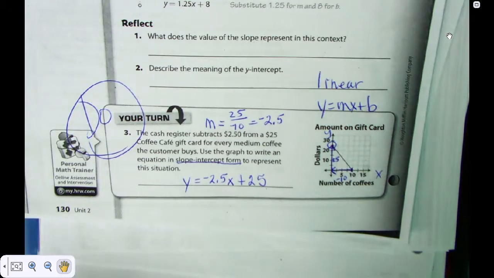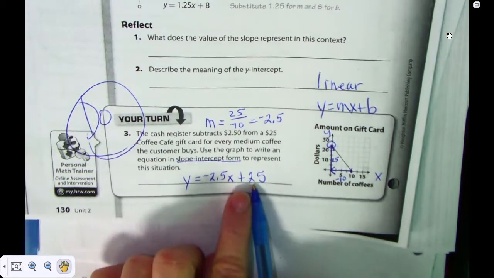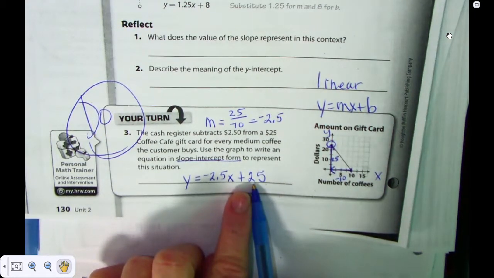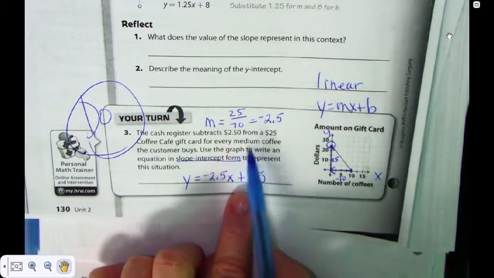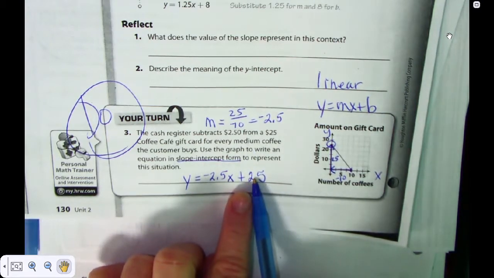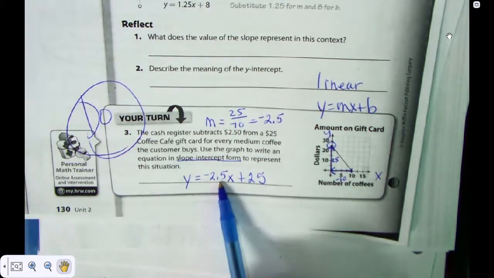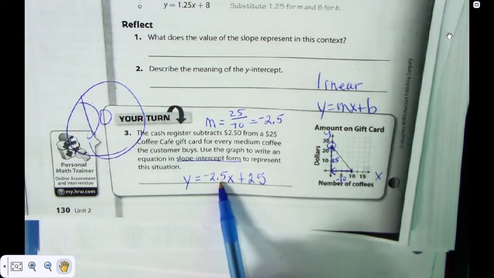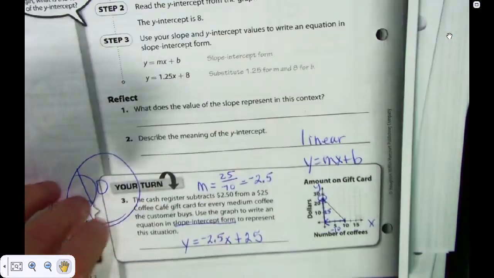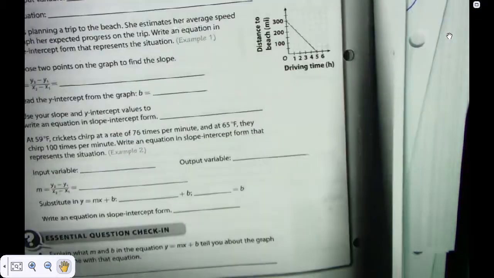Let's think about this a minute. What did they start with on their debit card, on the gift card? $25. And what happened every time they bought a coffee? There you go. So every time they bought a coffee, they lost $2.50 off of it. Good.